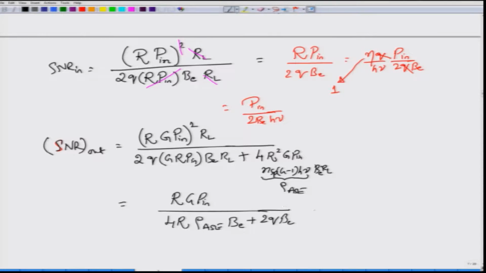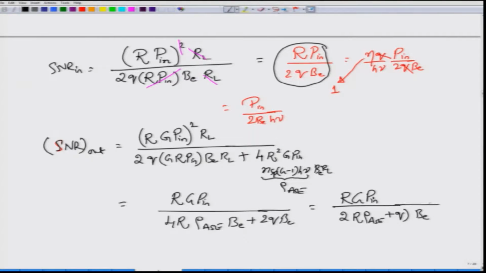You can further simplify this equation by looking at what is the signal to noise ratio at the input. It is given by R P in divided by 2Q B E. So, you might actually rewrite this one. There is B E common on both sides. So, you can write this as R G P in divided by 2R rho ASE plus Q B E can come out, and then multiply and divide by Q here.